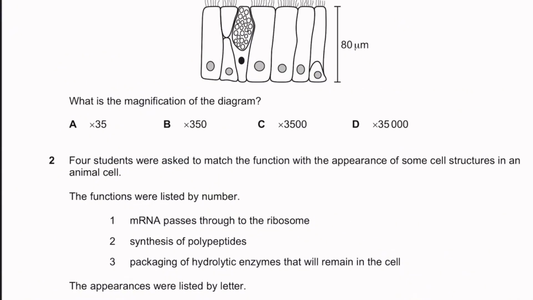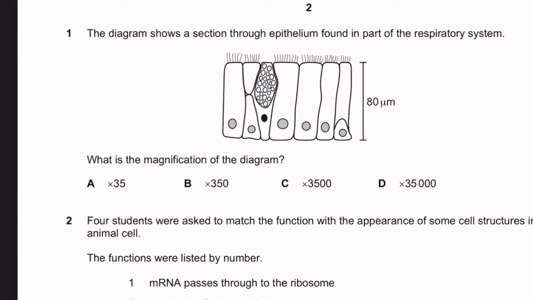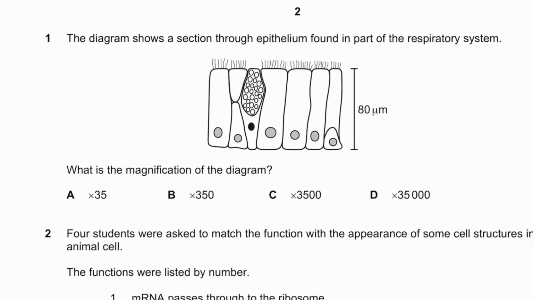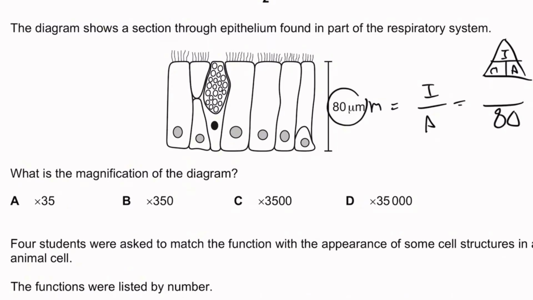Question number 1. The diagram shows a section through epithelium found in part of the respiratory system. Calculate the magnification. If you want to calculate the magnification, you have to remember our famous triangle. Magnification equals image length over actual length. So this is our triangle over here, MIA. Now in this case, they gave you the actual length of the cilia. Of course, no image length. We wouldn't be able to see this if it was 80 micrometers. So the actual length is already given to you. You need to calculate the image length.